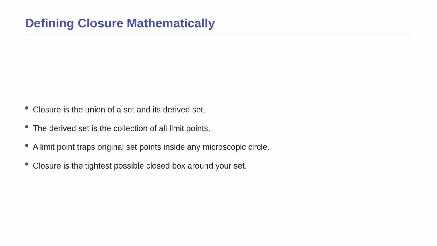Now that we have the intuition, let us look at the mathematical definition. In a metric space, where we can measure exact distances, the closure of a set is defined as the union of the set and its derived set. The derived set is just the collection of all the limit points of a set. A limit point is a point where any microscopic circle drawn around it will trap at least one point of the original set. Another way to think of the closure is that it is the tightest possible closed box you can draw around your set, containing absolutely nothing extra except the missing boundary points.